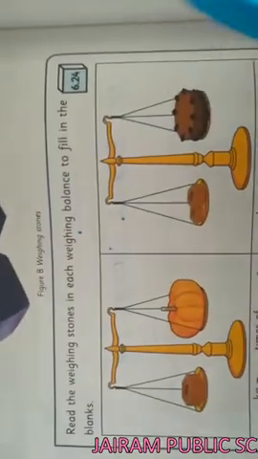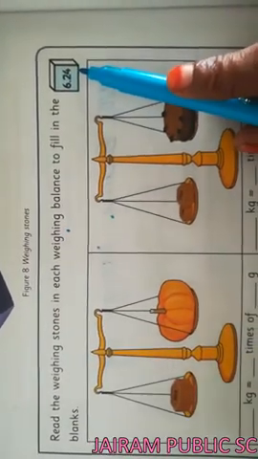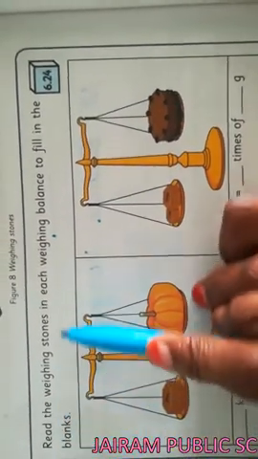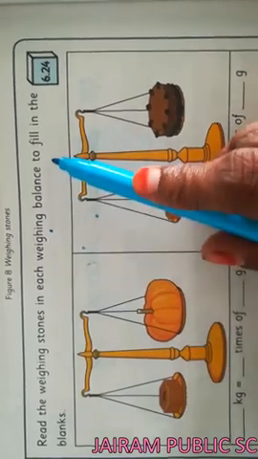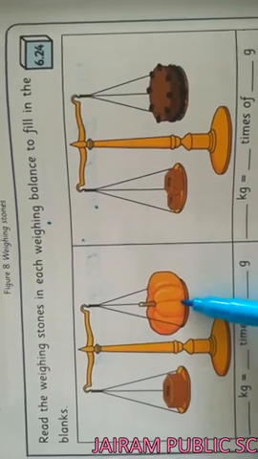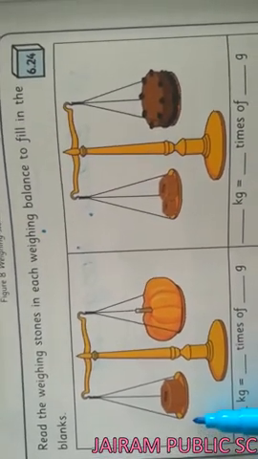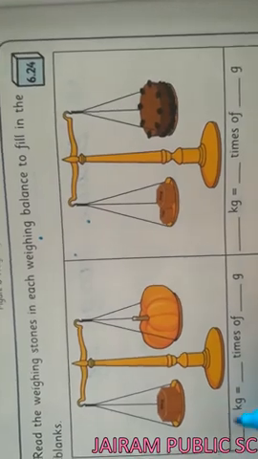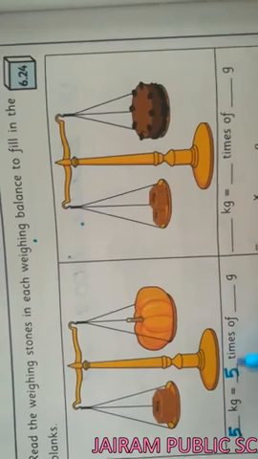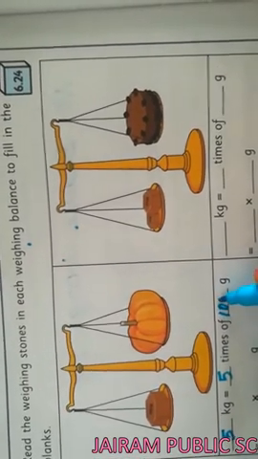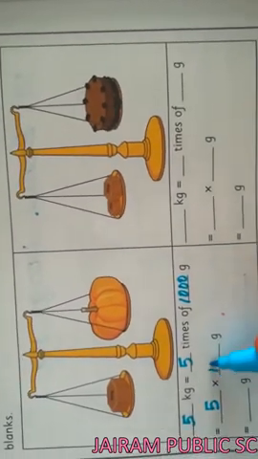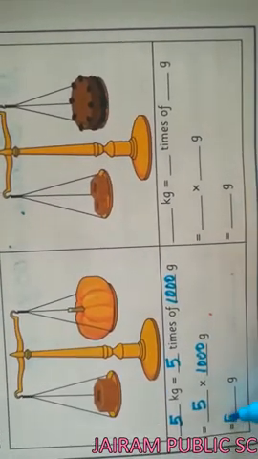Next, activity number 6.24 in your studio book, page number 156, children. Read the weighing stones in each weighing balance to fill in the blanks. See this one, there is one pumpkin. It is equal to 5 kilogram. 5 kilogram is nothing but 5 times 1000 grams. So, we have to write 5 multiplied by 1000. It will be 5000 gram.